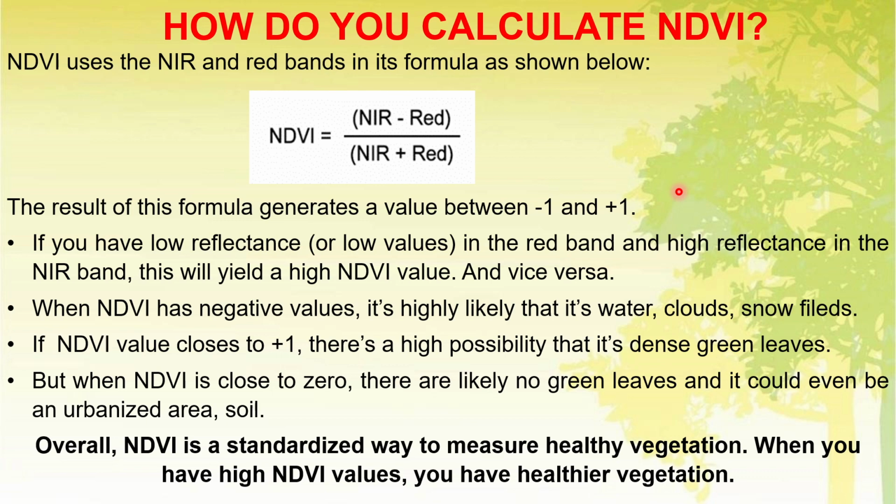So overall, NDVI is a standardized way to measure healthy vegetation. When you have high NDVI values, you have healthier vegetation. Very high positive values, say 0.6 to 0.8, indicate healthy vegetation, while value range 0.3 to 0.6 may be considered as stressed vegetation.